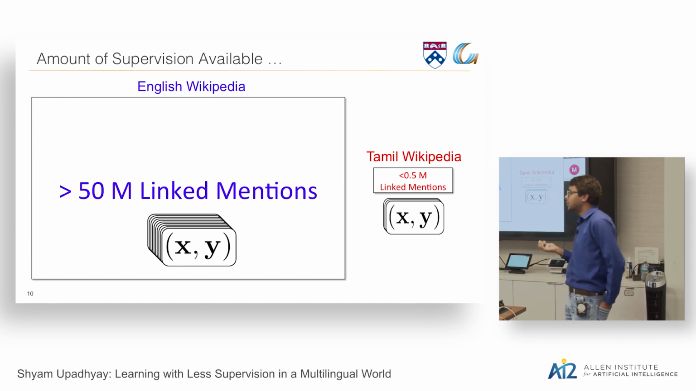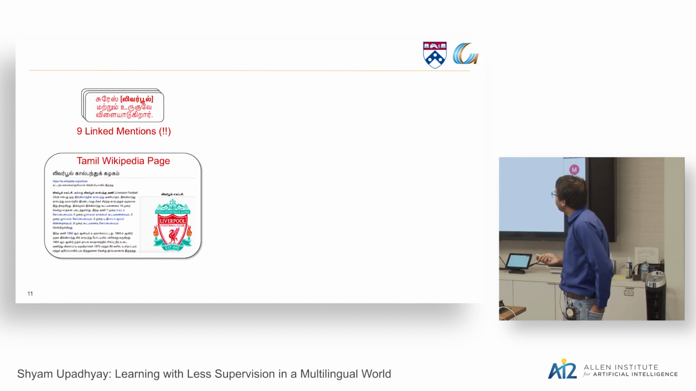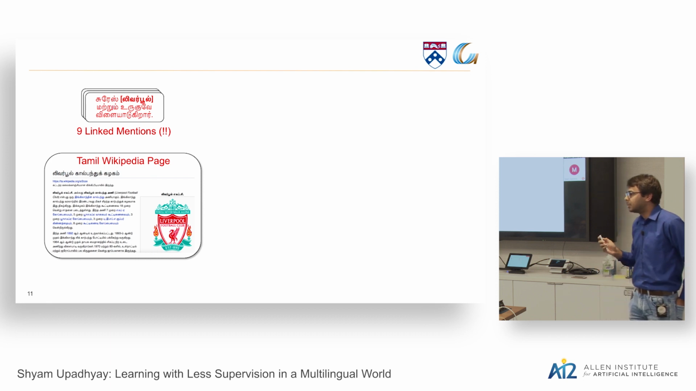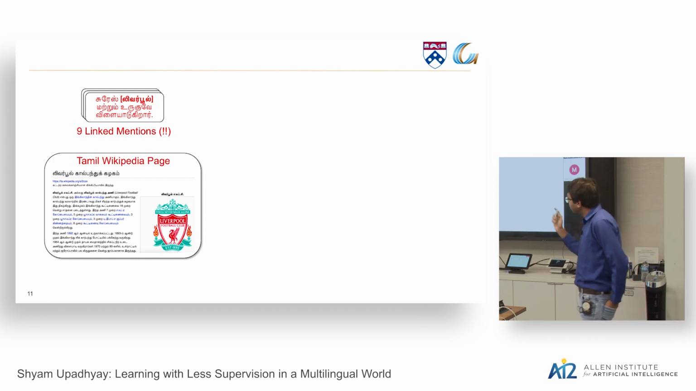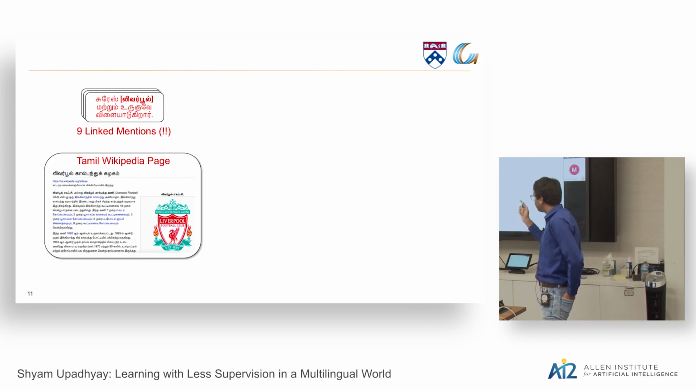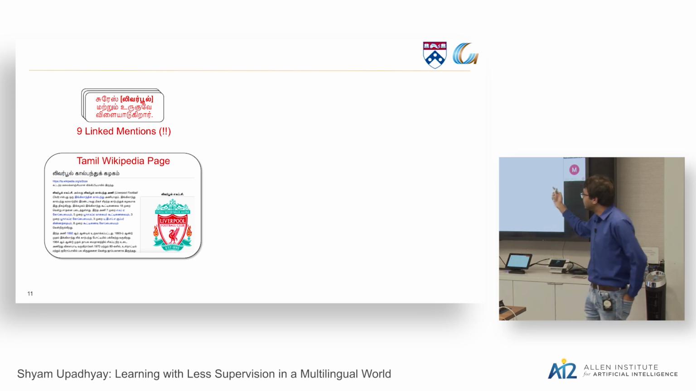So how do we get around this problem? The solution becomes evident if we look at things from the perspective of a single entity. So here is the Tamil Wikipedia page for the Liverpool Football Club. And as I said earlier, you'll only have a handful of linked mentions.